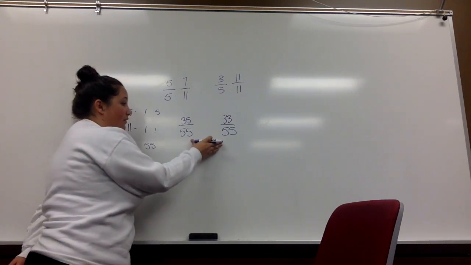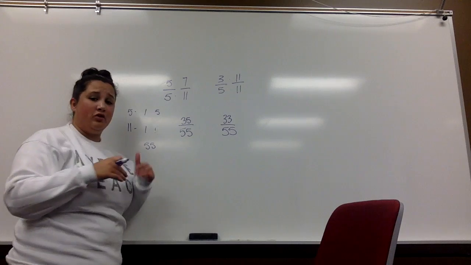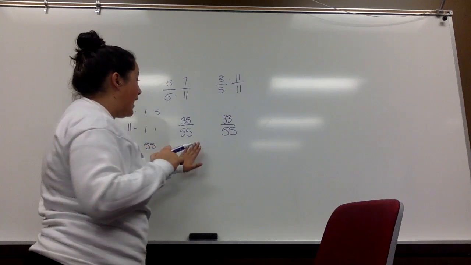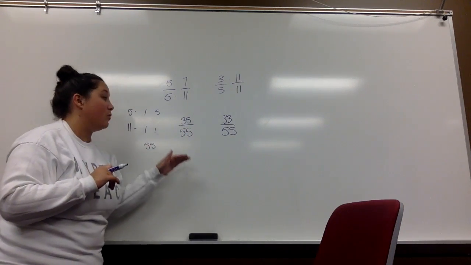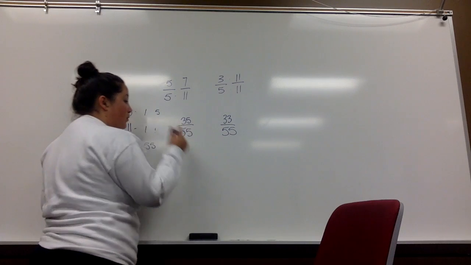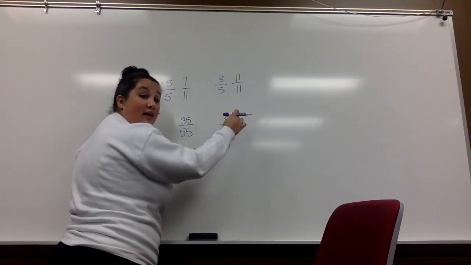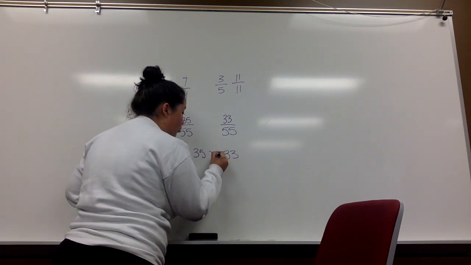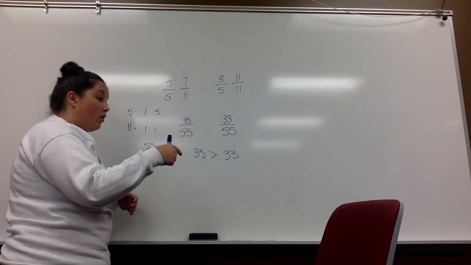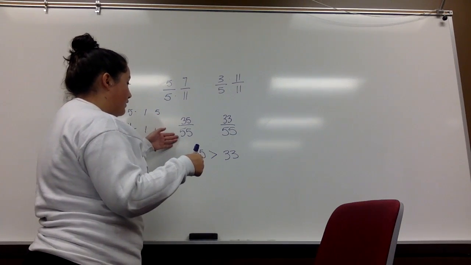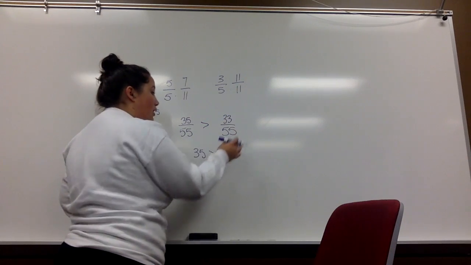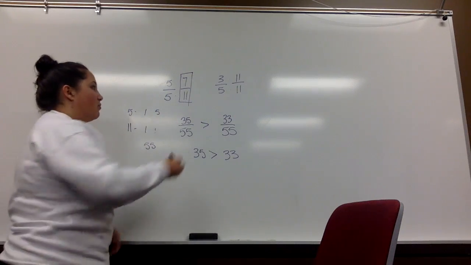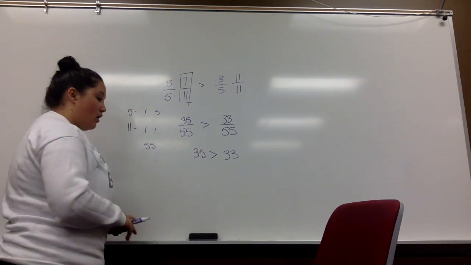Now, you see the two fractions are divided into the same number of equally sized pieces. Knowing that, we can look at how many copies of those equally sized pieces we have in each fraction. In this fraction, we have 35. In this fraction, we have 33. So we know that 35 is greater than 33. Therefore, 35 over 55 is greater than 33 over 55, and therefore that makes 7 over 11 greater than 3/5. Okay? All right.